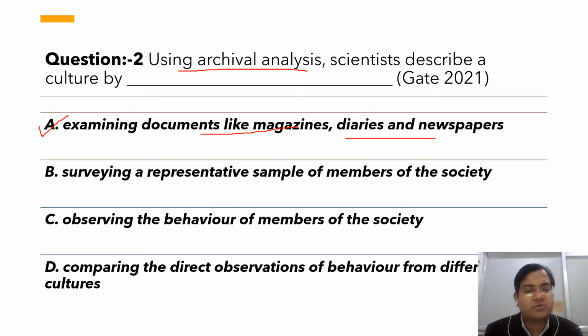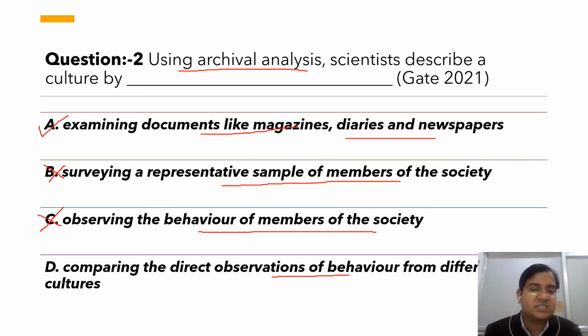Why is it not B? Because B is only a survey of a representative sample of members. So obviously we go into the present scenario, we go and see the society. It's not archive research. We are not going to see any previously published work in this sense. And the third option is again wrong: observing the behavior of a member of a society. Obviously, going and observing the behavior of an individual is not archive analysis. And comparing the direct observation of behavior of different cultures, again we just compare different cultures. It's not archive analysis.